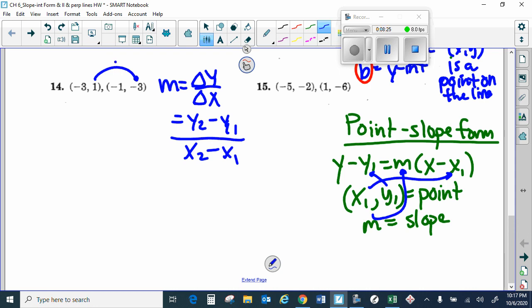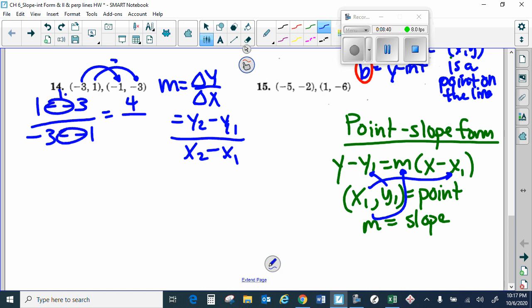So 1 minus negative 3 is a positive. So 1 minus negative 3, that means I'm going to go in the same direction. It's got to go in the same direction. Negative 3 minus a negative 1. 1 minus negative 3 is 4. And remember, that changes to a positive as well. 1 minus 3 is negative 2. And 4 divided by negative 2 is negative 2. There's my slope. So I have my slope.